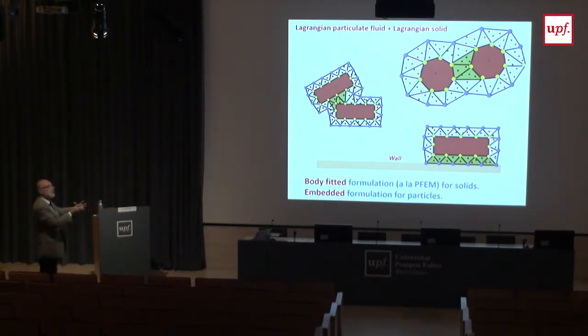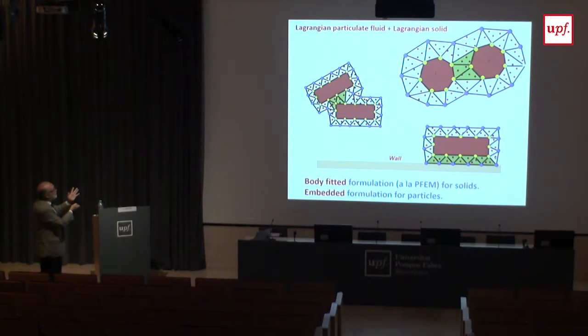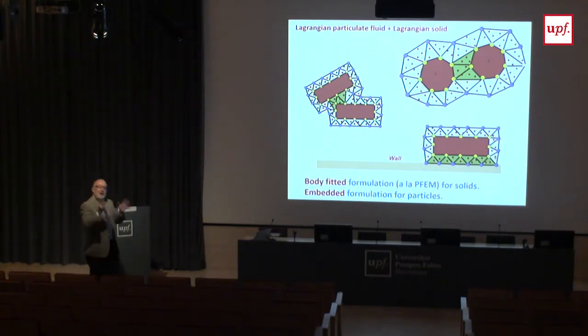Okay? This is what we use to model the tsunami, for instance. You will see examples. Okay? This is what we call Lagrangian particulate fluid. It's a Lagrangian fluid with particles linked to a solid, and solids are always Lagrangian. Solid particles are always Lagrangian.